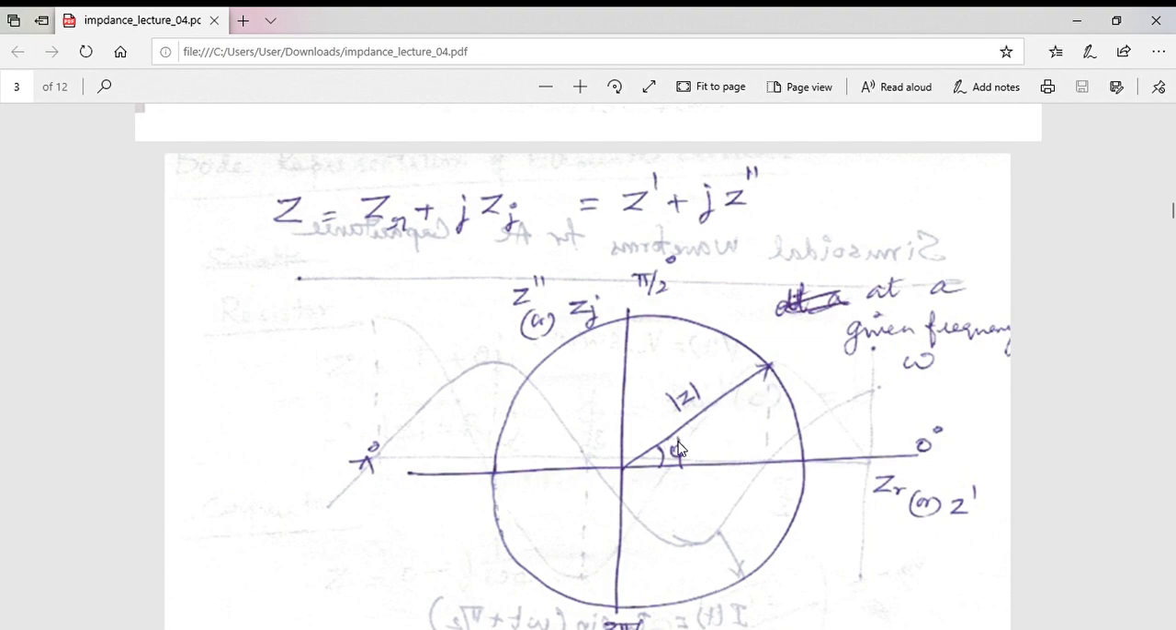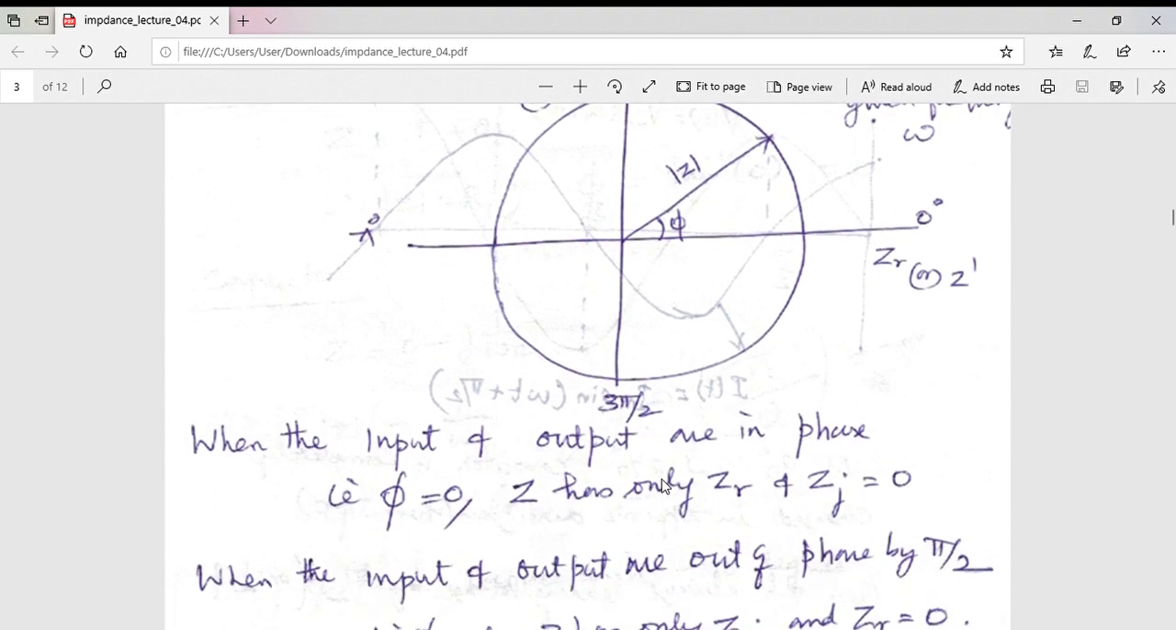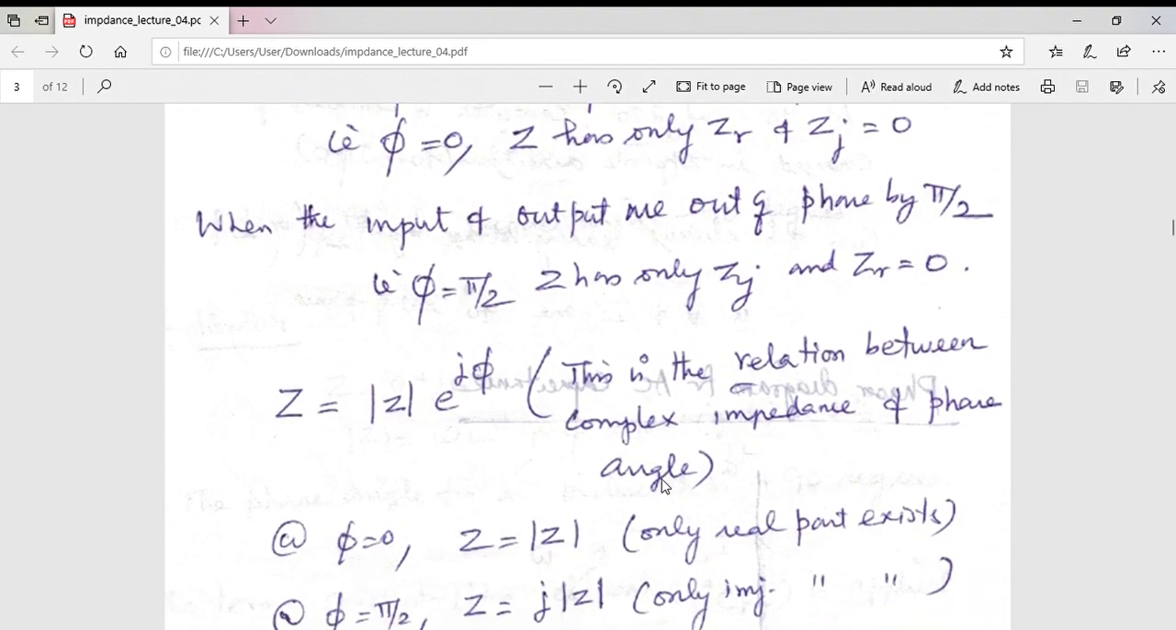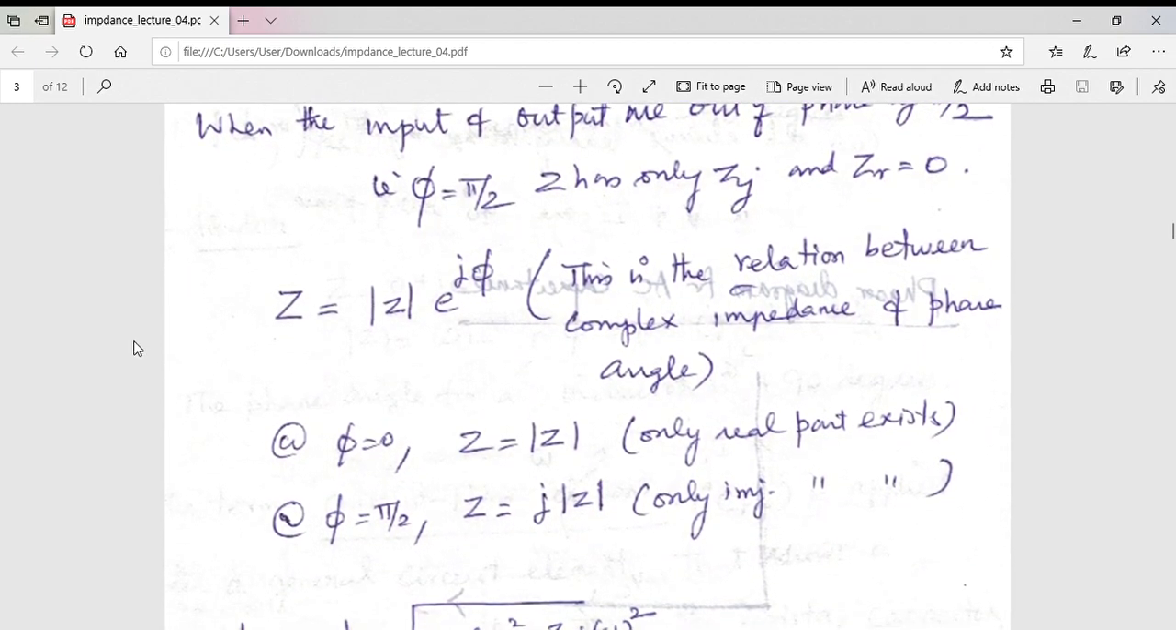Suppose you have phi as 90 degrees, like in a capacitor. Then this vector will be along the y-axis. Then the real component will be 0, so your imaginary component will be whatever the value is here, which is again equivalent to the radius of this circle. So this is what I have written here. In general, we can write the impedance as the magnitude of Z multiplied by e to the power j psi. This e to the power j theta, how do you write it? It is cos theta plus j sin theta.